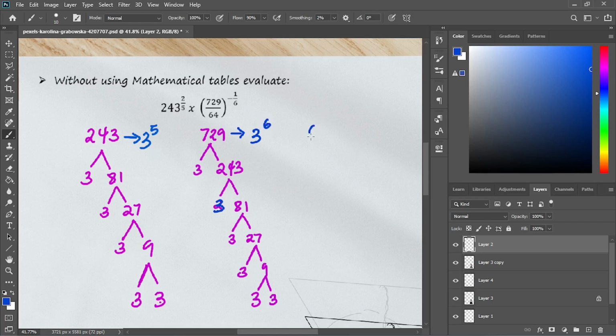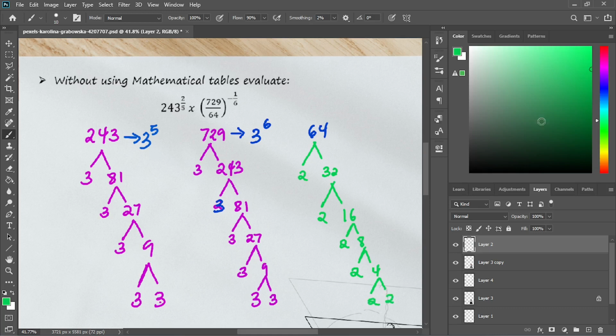And the last one is 64. We also break it down. 2 goes into 64, 32 times, and then 2 into 32 is 16 times, 2 into 16 is 8, 2 into 8 is 4, and 2 into 4 is 2 times. So that means this will be the same as 2 to the power of 6.